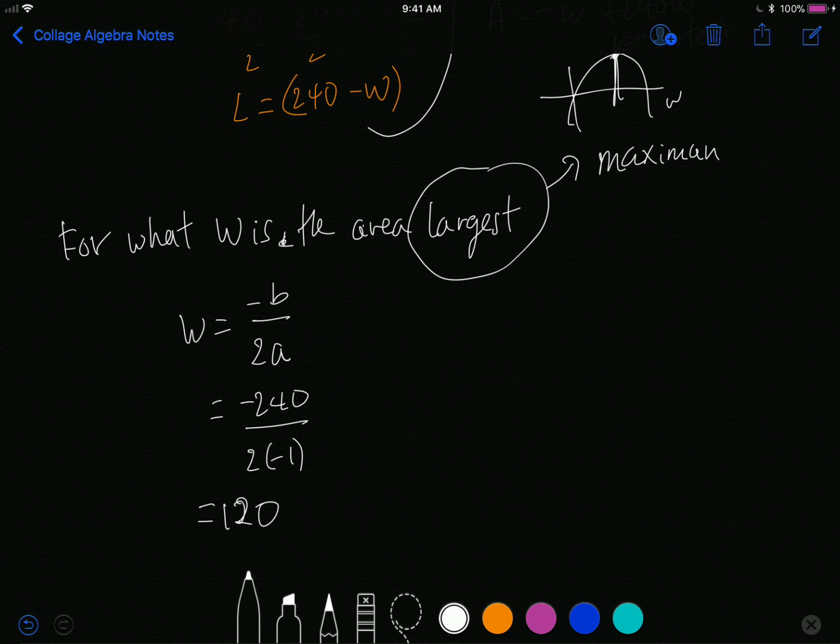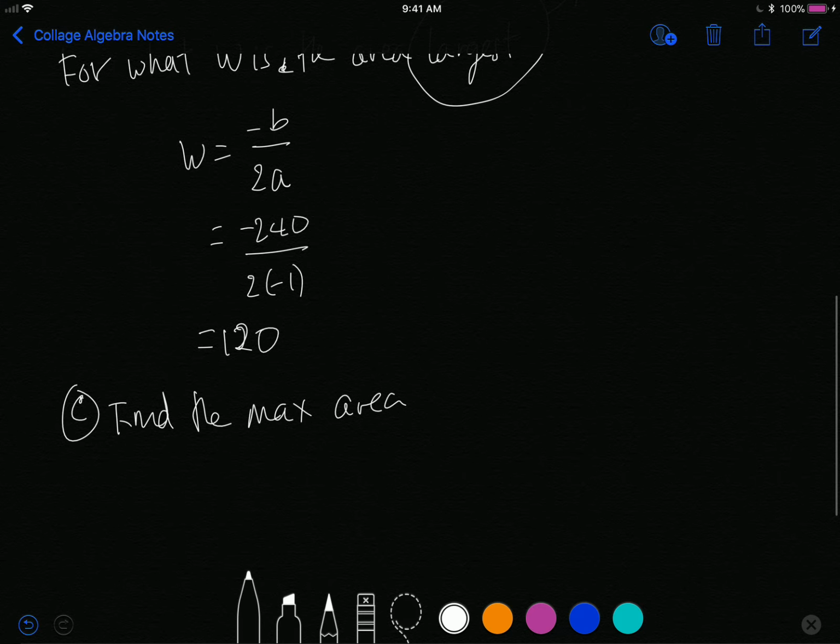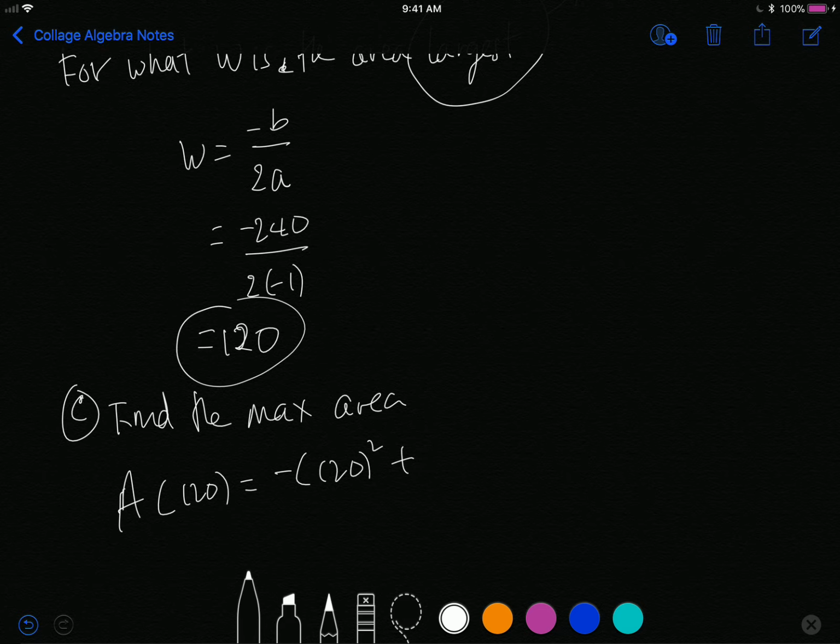And then the last thing is, what's the maximum area? You just simply plug in the W. And so the area at 120 will be negative 120 squared plus 240 times 120. And that will give you 14400. And this right here will be your maximum area, the largest possible area. If you plug in any other width, you would get an area that's smaller than this amount, which is the nice thing you have right here, because you can do some powerful calculations.